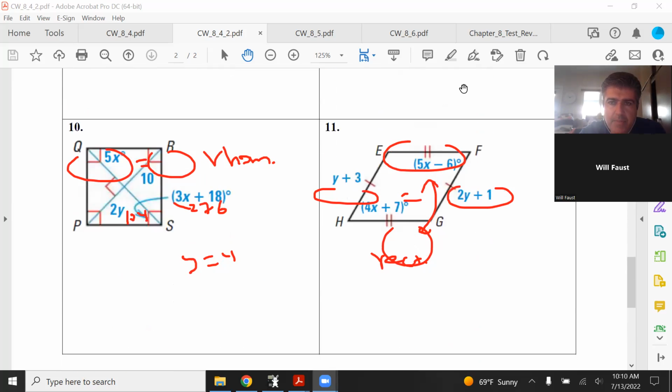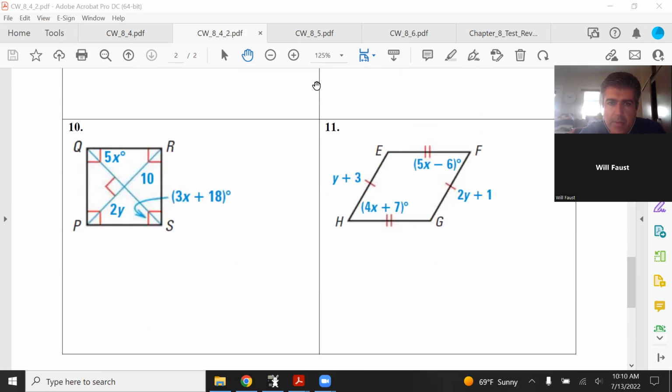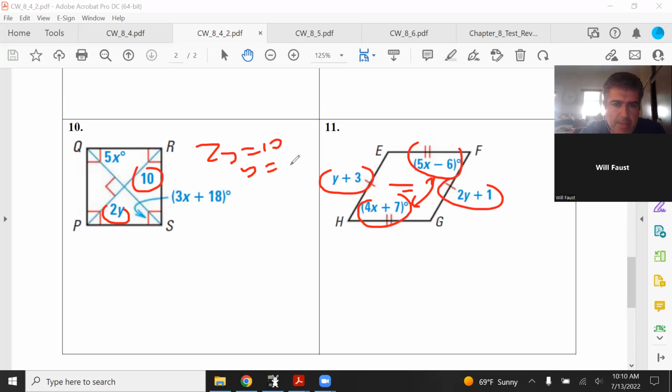For 11, you have a parallelogram at the very least. These equal each other. And of course, these are the same. Here you have, looks like 2y equals 10. Those are the sides. So 2y equals 10, so y is 5. It's bisecting.